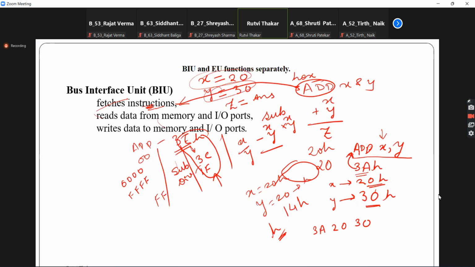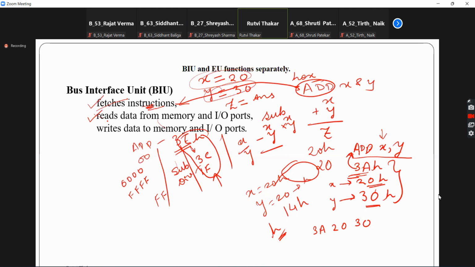So this is what it is. It will fetch the instruction. Whatever the instructions are, they will be fetched. So it will come to know that, okay, now I have received 3A. That means I have to return the answer as the addition of 2 numbers. Okay. Next, the next thing which your BIU does is read data from memory and IO ports.